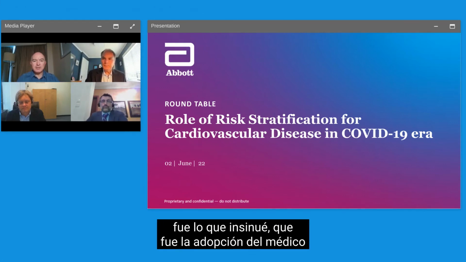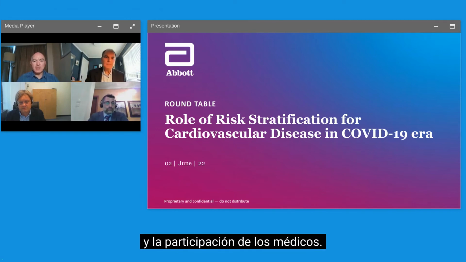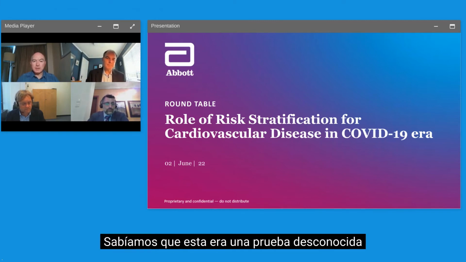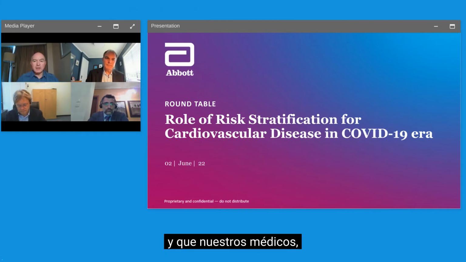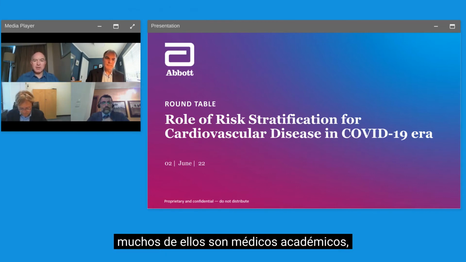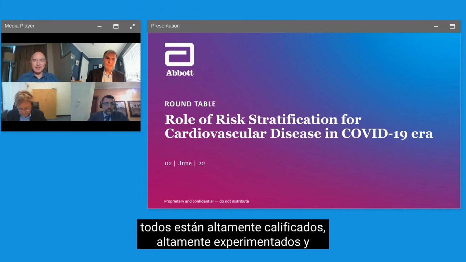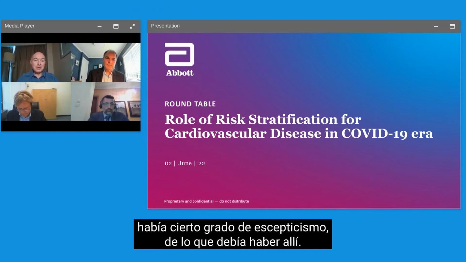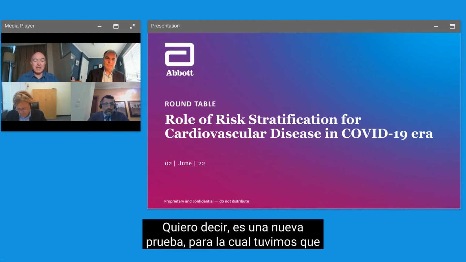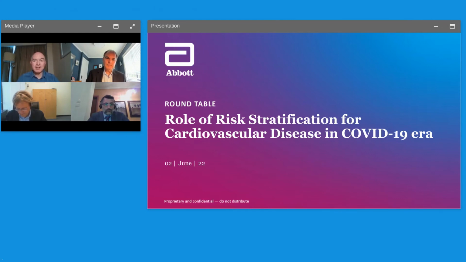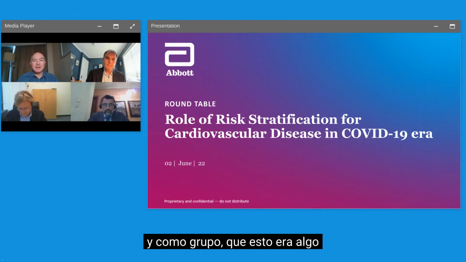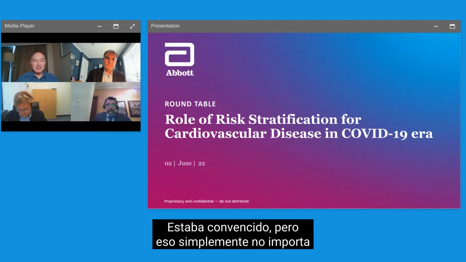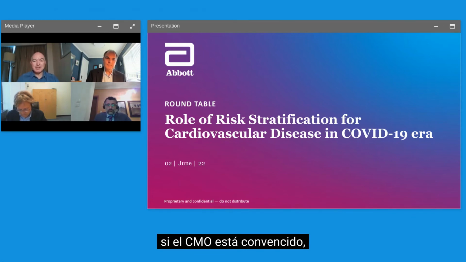Yeah, I think our big barrier right off the bat was what I hinted at, which was the physician adoption and physician engagement. We knew this was an unknown test, and many of our physicians are academic physicians. They're all highly skilled, highly experienced, and so a degree of skepticism was what had to be there. I mean, it's a new test. We had to actually prove to each physician one at a time and as a group that this was something that would be worth doing. I was convinced, but that doesn't matter if the CMO is convinced.